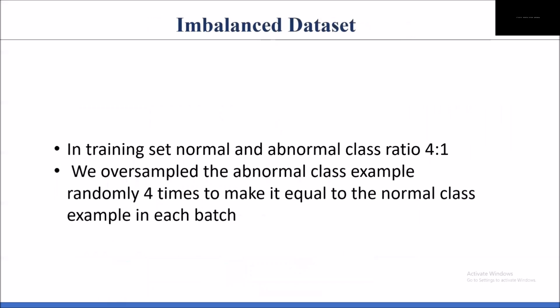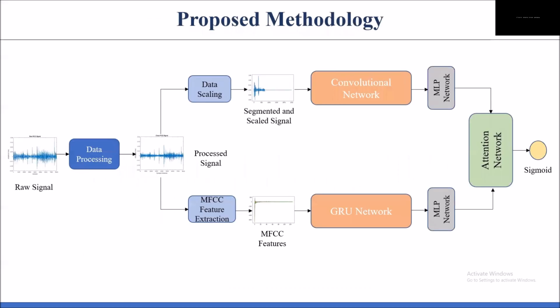To solve the third challenge, we oversample the abnormal class by 4 times. Now, as a result, in training, weights will be updated by observing an equal number of normal and abnormal class in each batch. In our proposed methodology, we use the dual stream attention-based neural network to detect the abnormality.